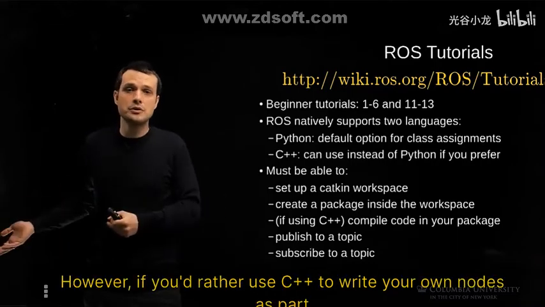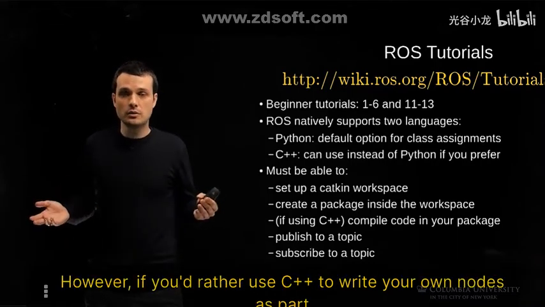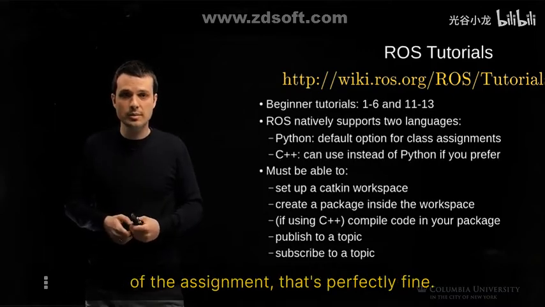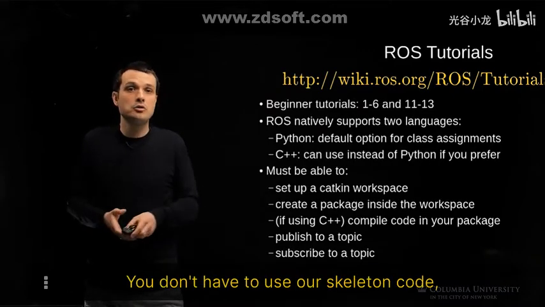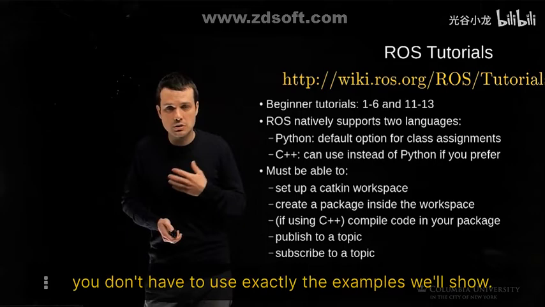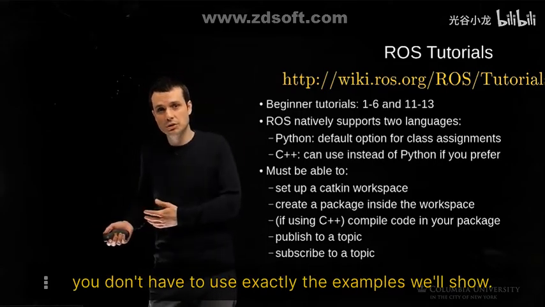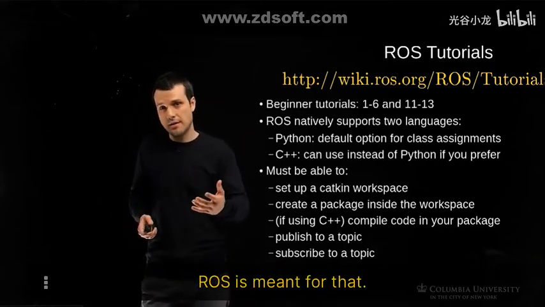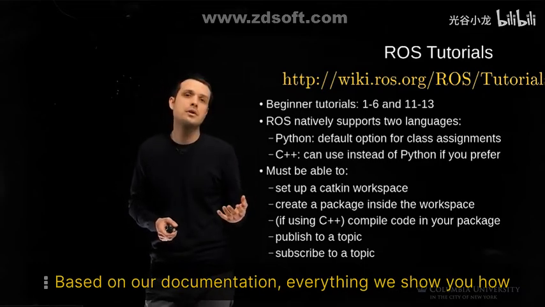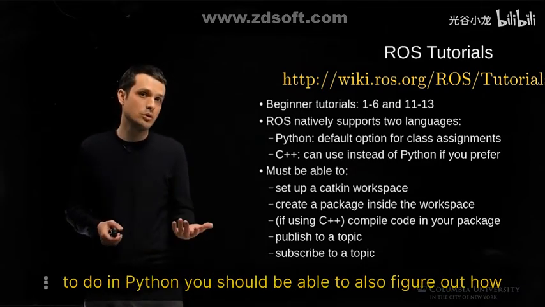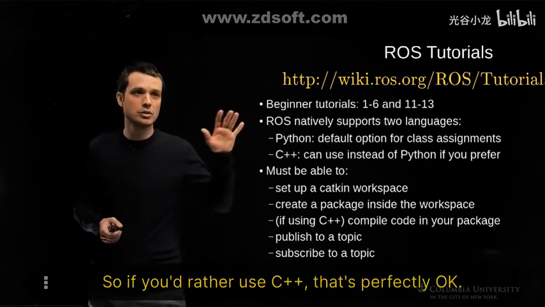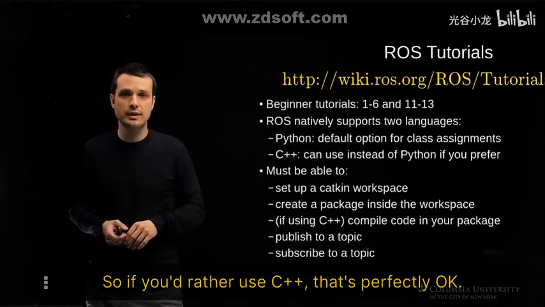However, if you'd rather use C++ to write your own nodes as part of the assignment, that's perfectly fine. You don't have to use our skeleton code. You don't have to use exactly the examples we'll show. ROS is meant for that. Based on the documentation, everything we show you how to do in Python, you should be able to also figure out how to do in C++. So if you'd rather use C++, that's perfectly okay.